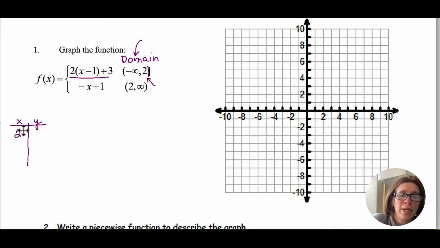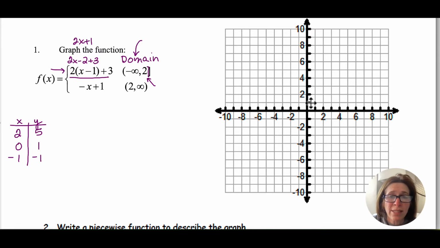Even if it's not included, I'm going to use that endpoint. So I'm going to plug in 2. But then it wants me to use everything to the left of 2 along the x-axis. So I might pick 0 and I might pick negative 1. I'm going to plug them into that function because those numbers are within the domain of that function. I'm going to make this a little bit easier by simplifying. So 2x minus 2 plus 3 will give me 2x plus 1. If I plug in 2, I'm going to get 2 times 2, which is 4, plus 1, which is 5. If I plug in 0, I'm going to get 1. And if I plug in negative 1, I'll get negative 2 plus 1, which is negative 1.